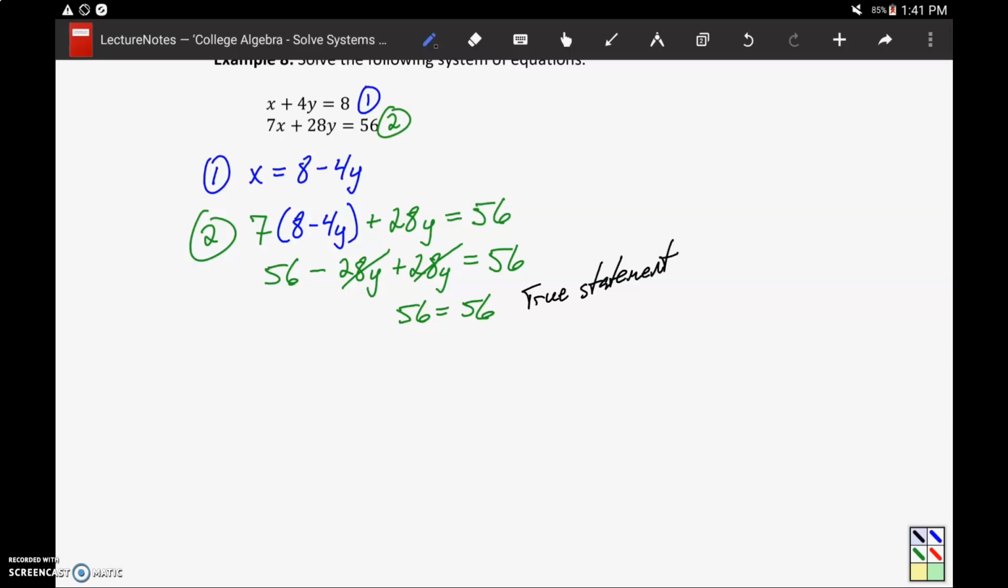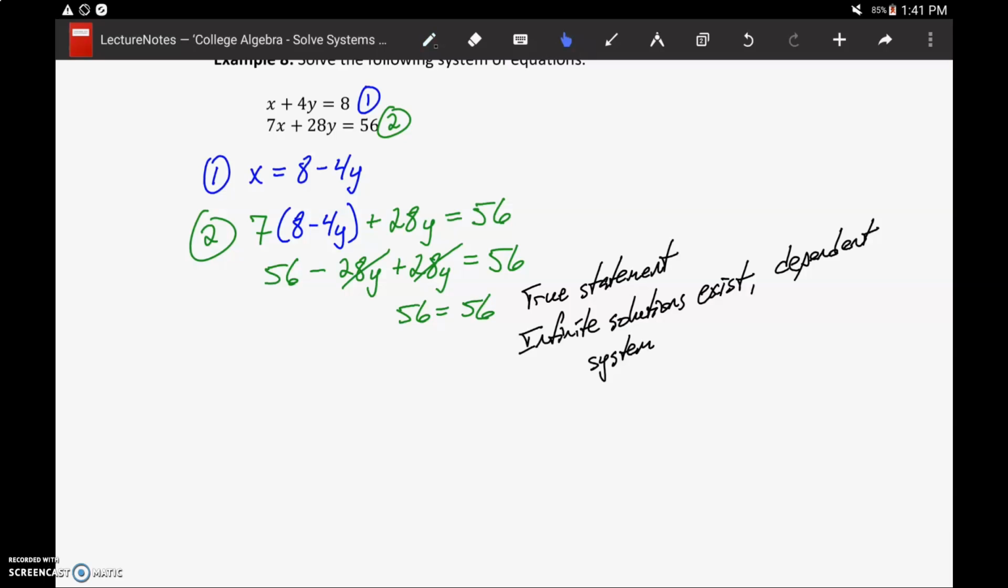So if our variables all cancel out and we're left with a true statement, then what we're going to say is that we have infinite solutions that exist. And this is the type of case that we refer to as a dependent system. So an inconsistent system has no solutions. A dependent system has infinite solutions.